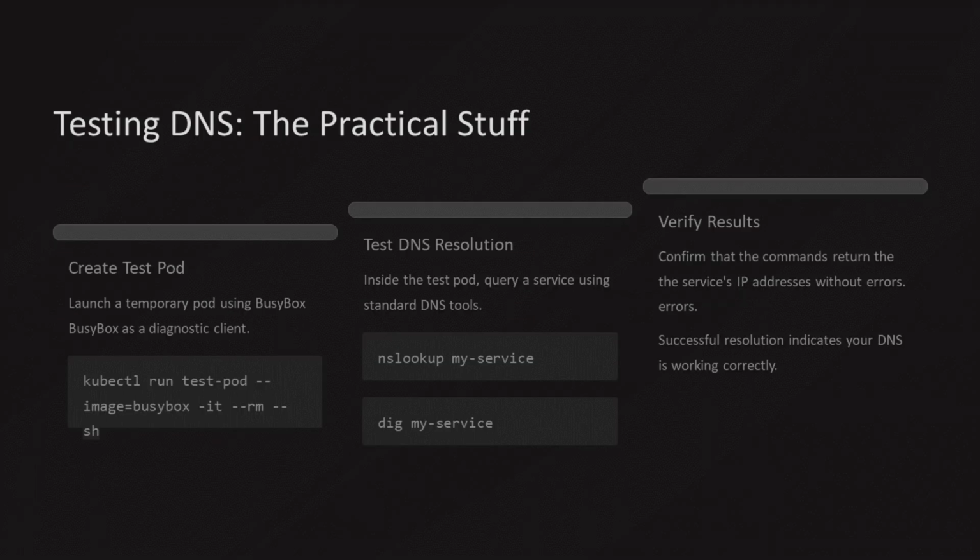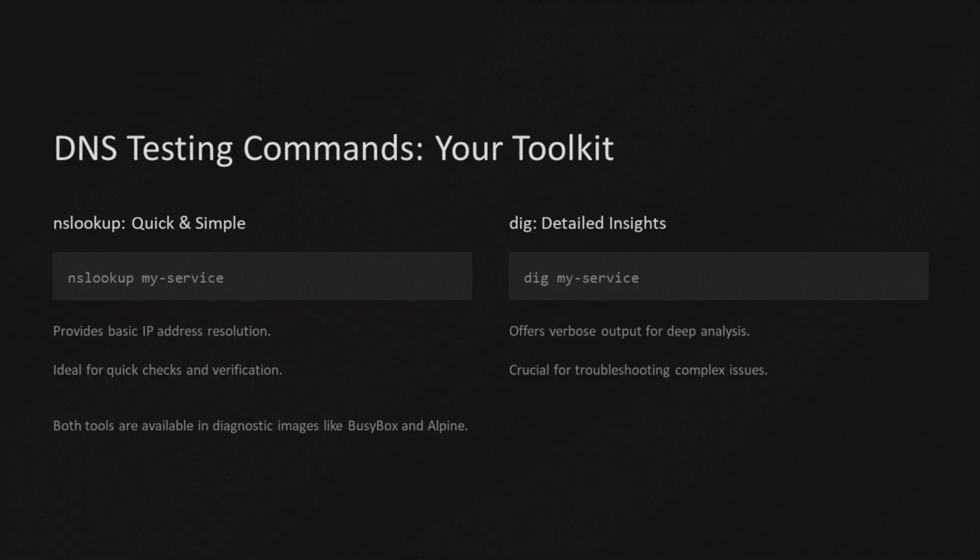Alright, so how do you actually test if DNS is working in your cluster? Great question. The easiest way is to spin up a temporary pod and use tools like nslookup or dig. You can run something like kubectl run test-pod --image=busybox -it --rm -- sh. Then inside that pod, you can run nslookup my-service. If DNS is working, you should get back an IP address. It's like calling directory assistance to make sure they can find the number you're looking for.